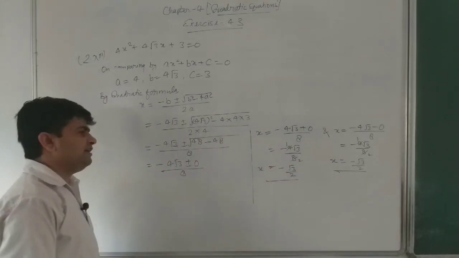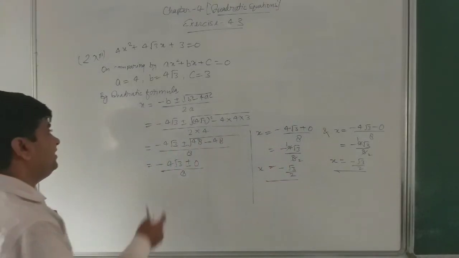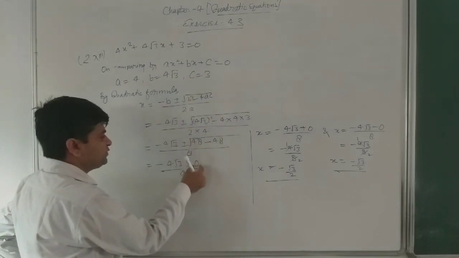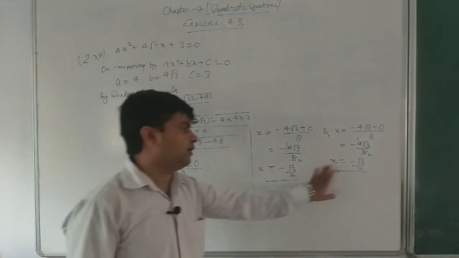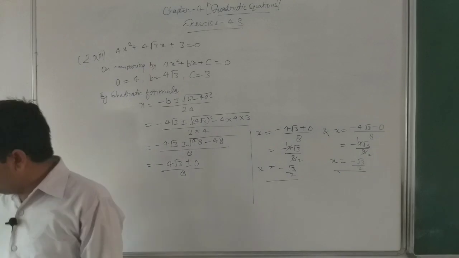So here we can also check one condition, nature of roots. Here D, that is b square minus 4ac, its value is 0. That means roots are equal. Clear? Now we move to the next question.